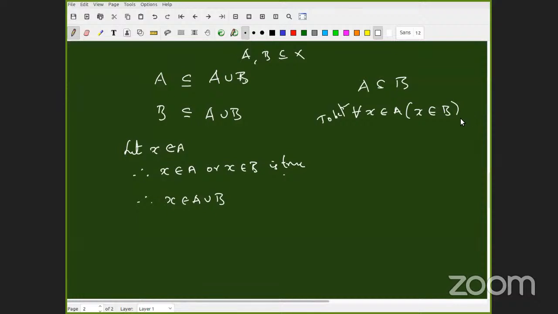So how do I prove A is a subset of A union B? Start with x in A. I want to say x in A or x in B is true. That's true, because if one of them is true, the whole statement is true. Therefore, x belongs to A union B. The definition of A union B is this: when does an element belong to A union B? If I have x in A or x in B.